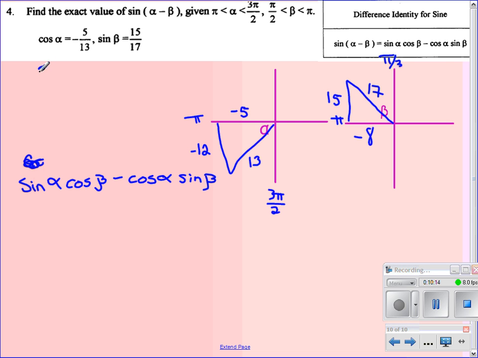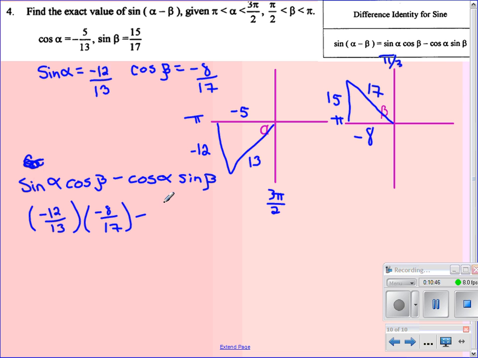Okay, so going back up here, let's find the sine of alpha using our triangle. The sine of alpha is negative 12 over the hypotenuse, so negative 12 over 13. And then the cosine of beta is adjacent, that's negative 8 over 17. Now be careful of your positives and negatives because that's going to throw your answer off. So be aware of which quadrant you're in. So sine of alpha is negative 12 over 13, cosine beta negative 8 over 17, minus negative 5 over 13 times 15 over 17.